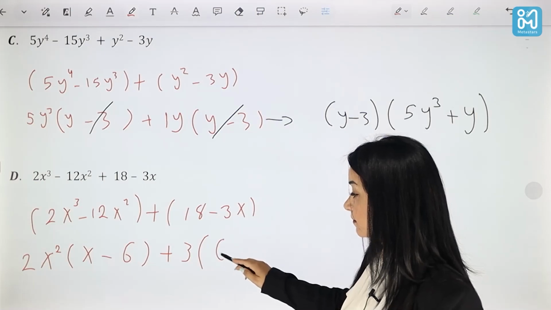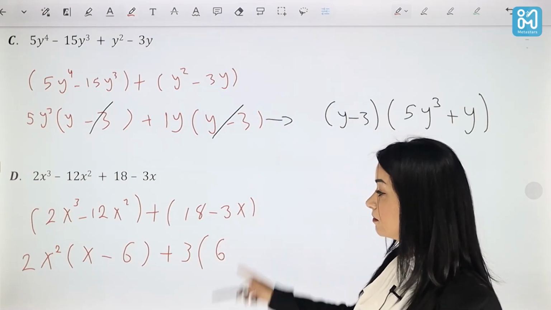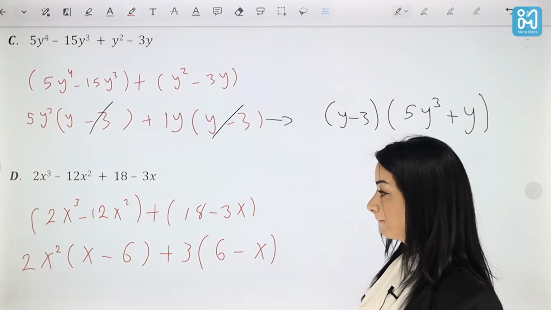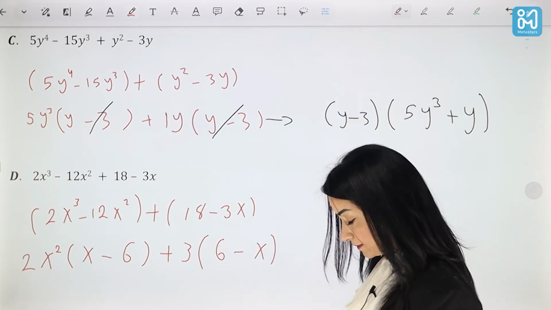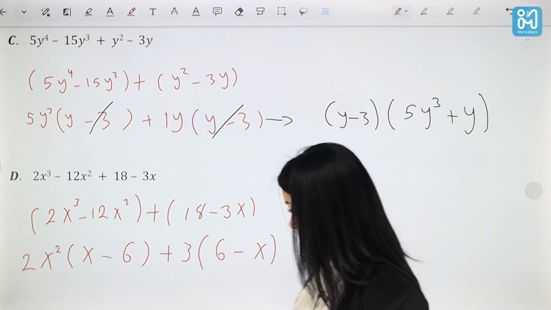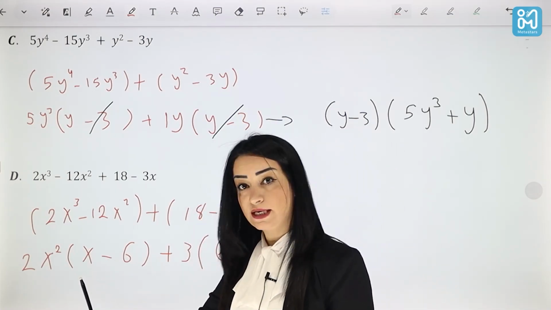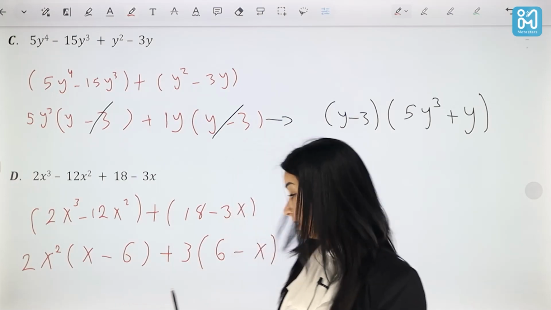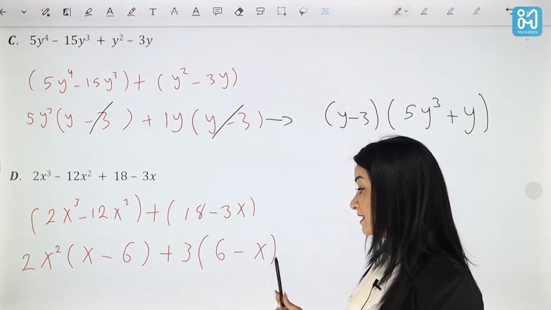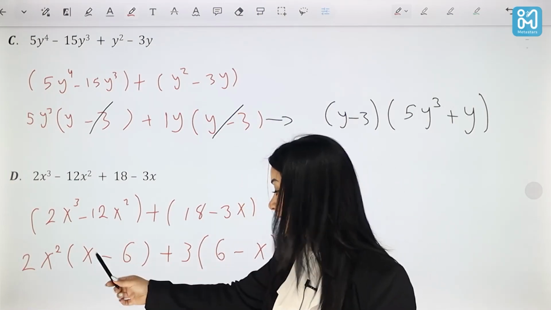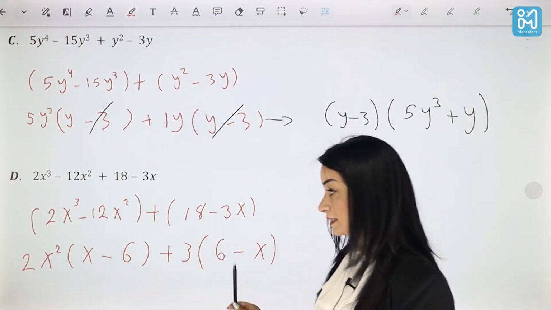Times 6. 3, I already took it out. I have minus x. Okay. Now I need to complete. But here I have a small problem: here I have x minus 6, and here I have 6 minus x. That's right, I have the same value for the term. This is x, this is x, this is 6, this is 6.